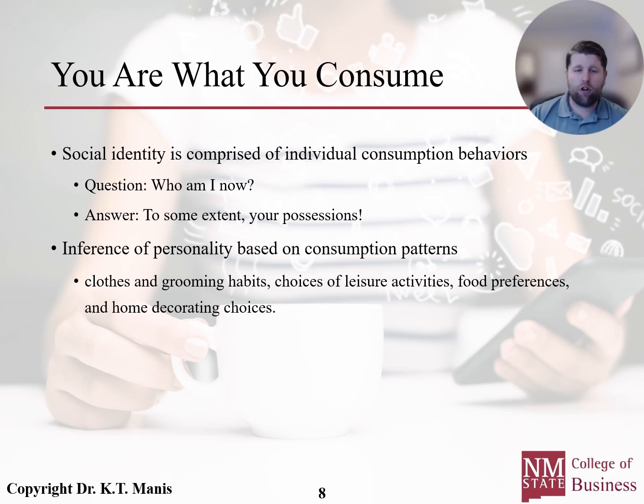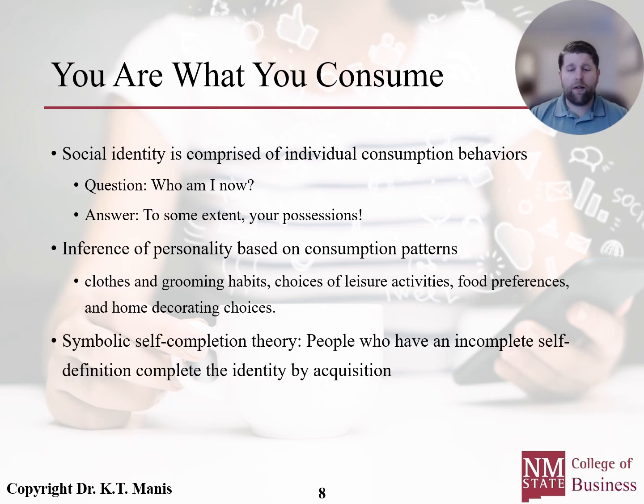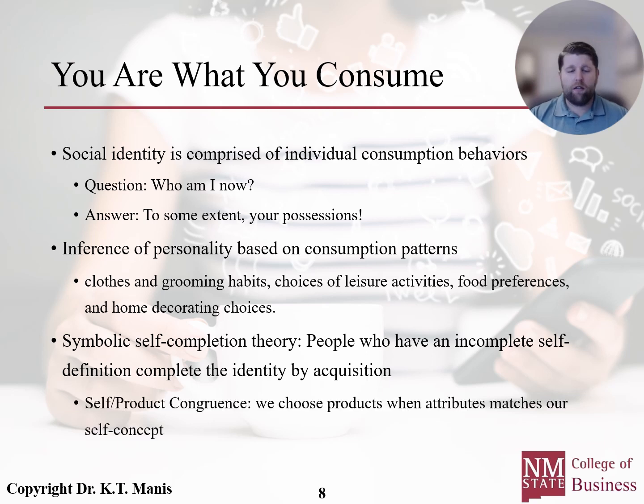So people look at clothes, grooming habits, choice of leisure activities, food preferences, and home decorating choices to make inferences about that person. We also have what's called symbolic self-completion theory, where people who have an incomplete self-definition will complete their identity through acquisition. And they complete this by what they acquire, but also the things that they display to the outside world that helps them associate their self-concept with that possession. And this also has to do with self-product congruence.